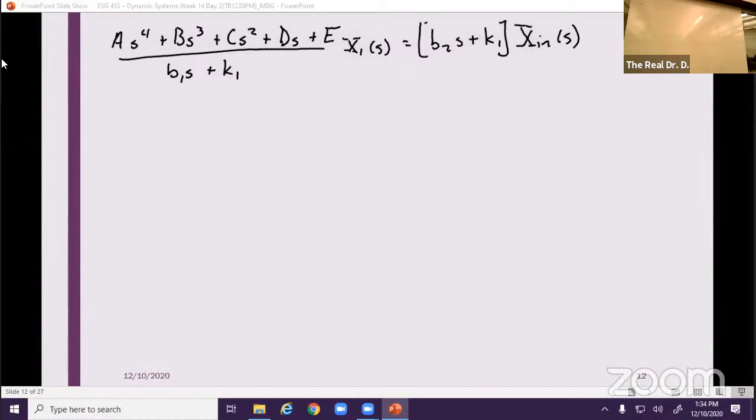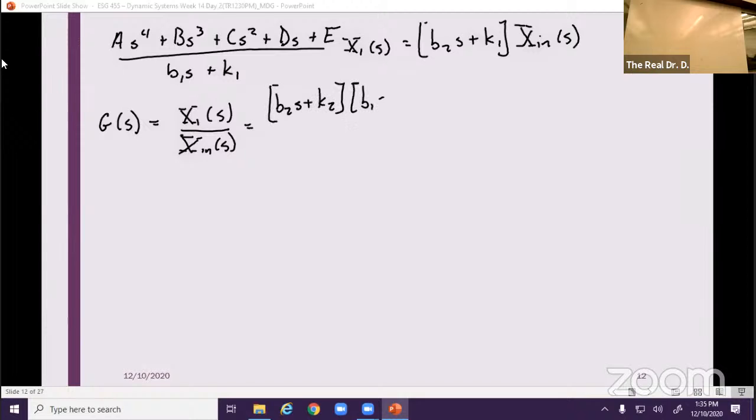So the next thing that we need to do is turn this into a transfer function, right? And we can do that because G of s is equal to X1 of s over Xn of s, which is (b2 s plus k2) times (b1 s plus k1) divided by a s to the fourth plus b s cubed plus c s squared plus d s plus e.